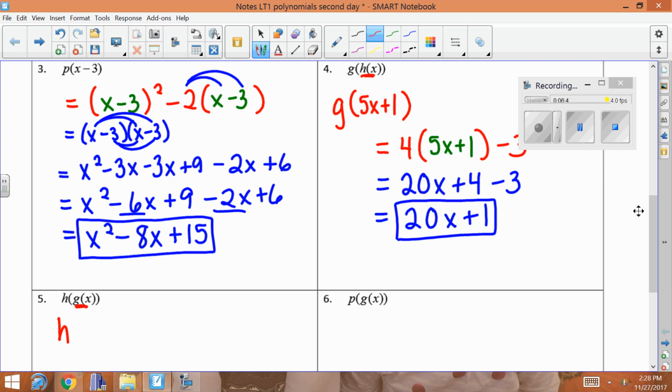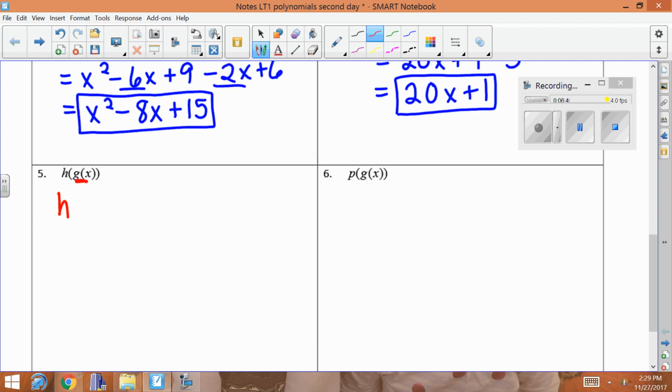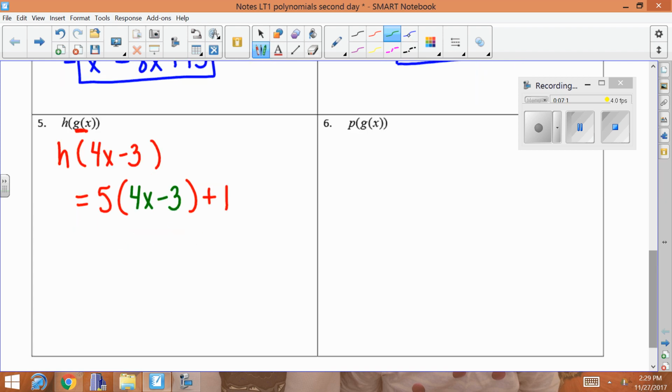That just switched. So we're starting with function h, and we're going to plug function g into that. Function g is 4x minus 3, and this time we're plugging that into function h. Function h was 5x plus 1, but instead of an x, I'm putting in function g, which was 4x minus 3. So now we just distribute and simplify. We get 20x minus 15 plus 1, or 20x minus 14.